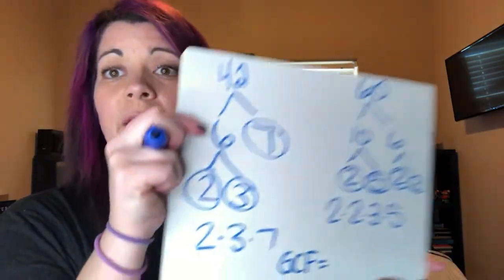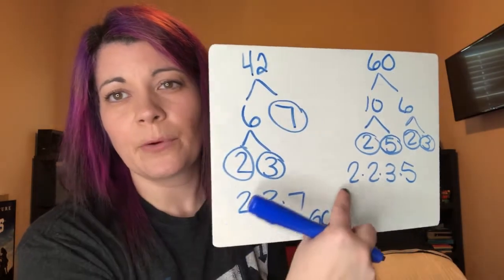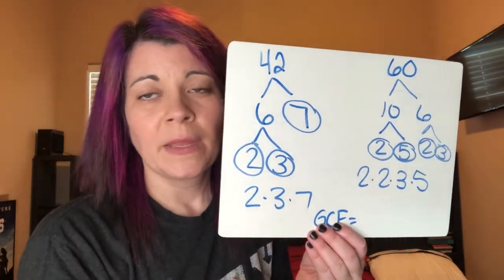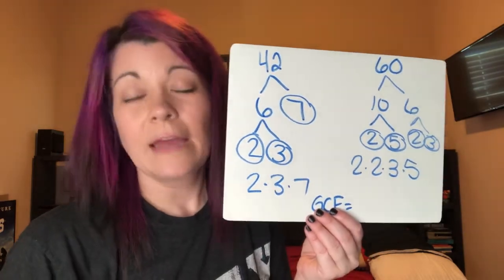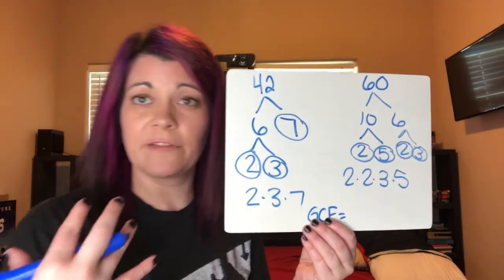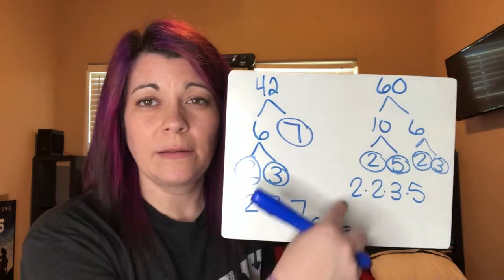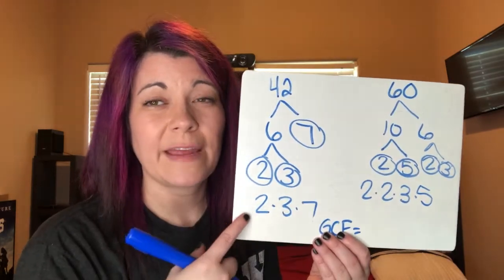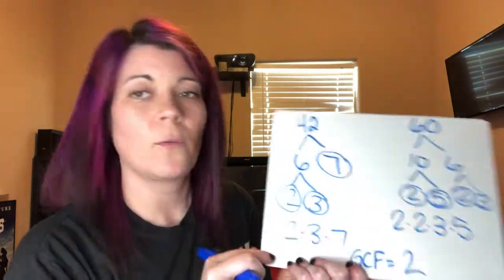When we're looking for the greatest common factor, we're looking for what they have in common. Looking at both, I can see that they both have a 2 in common. This one only has one 2 to give, and this one has two 2s to give. I can only take as much as they both can give me. This one gives me 1, this one gives me 2, so for the greatest common factor, I can only take out one 2.